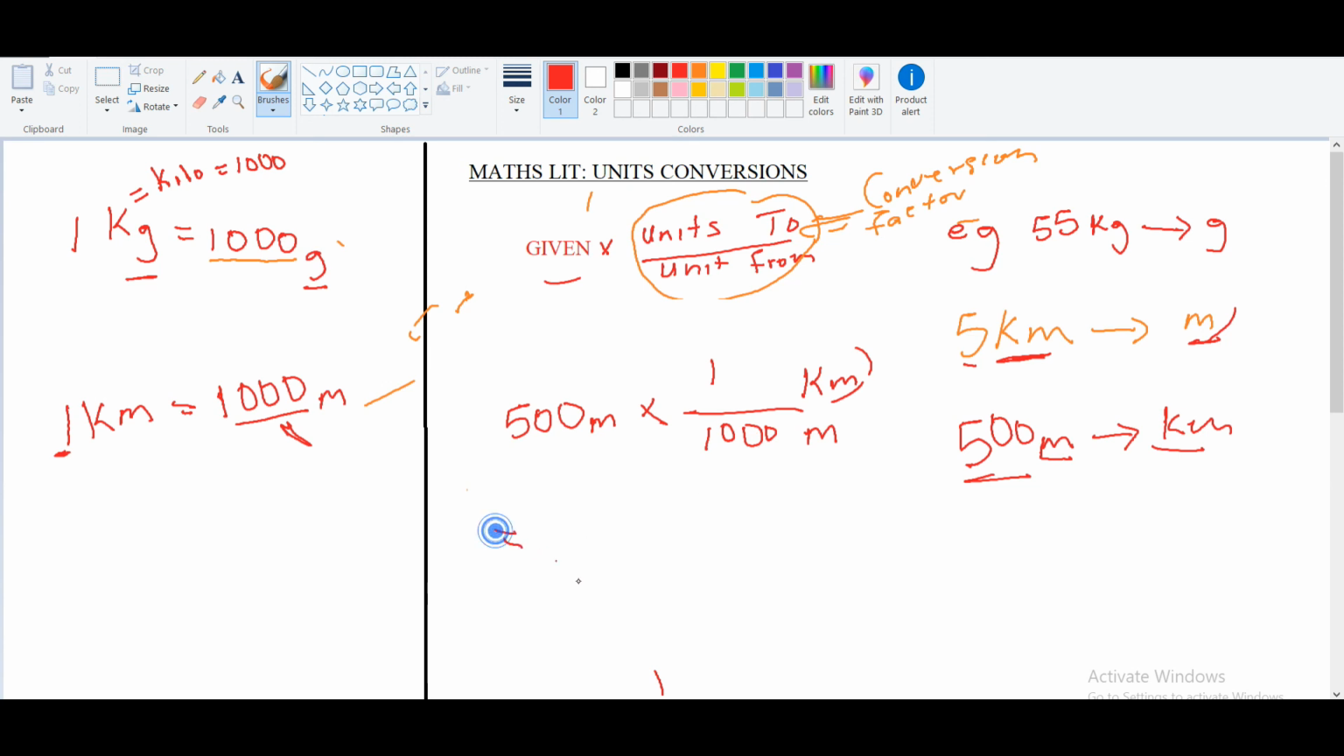Then you press your calculator and then you find that this equals 0.5. 0.5 what? Kilometer. Right? And then you have your correct answer.